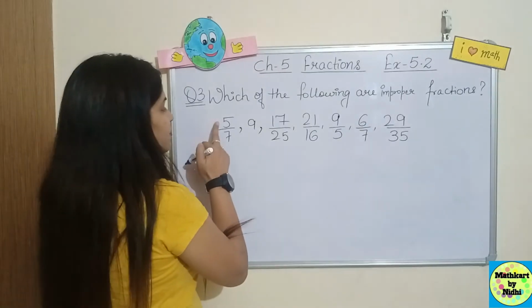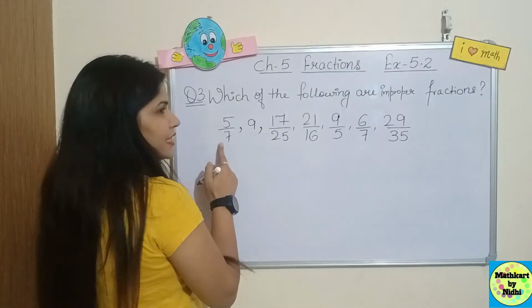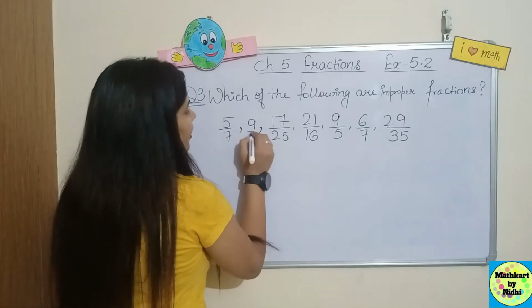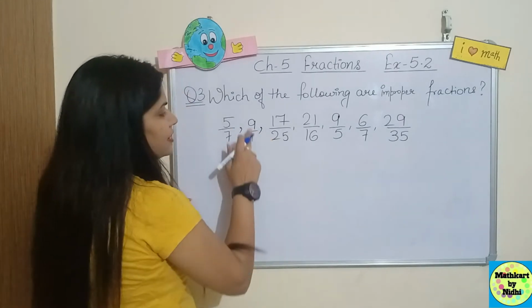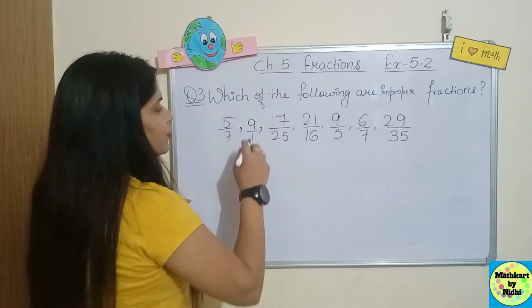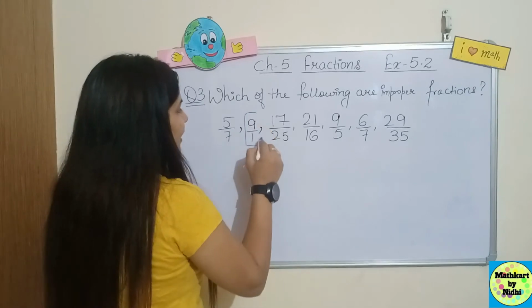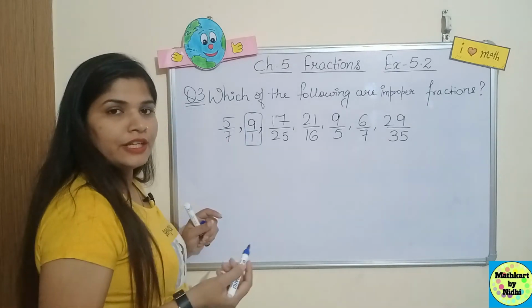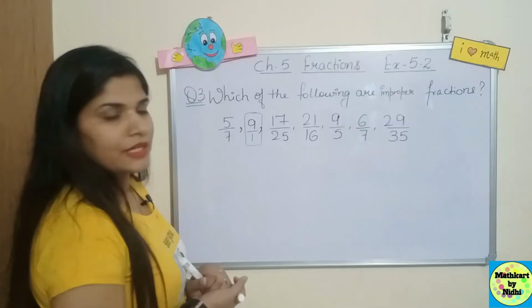Here the numerator is smaller and the denominator is bigger, so it is a proper fraction. 9 upon 1 is improper, because when we write it this way, we can identify it is an improper fraction, where the denominator is smaller than the numerator, or we can say the numerator is bigger than the denominator.